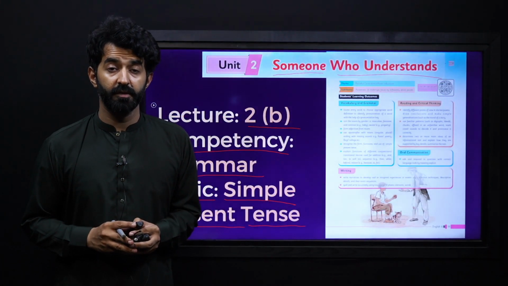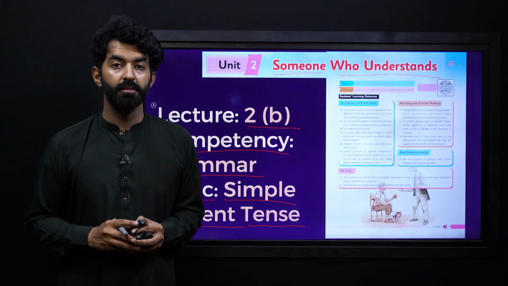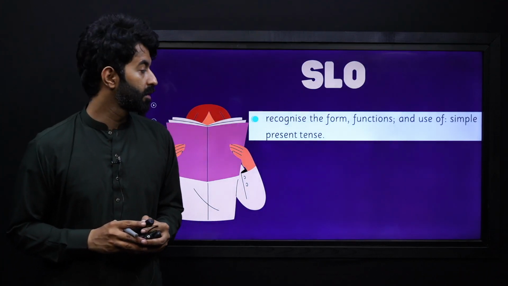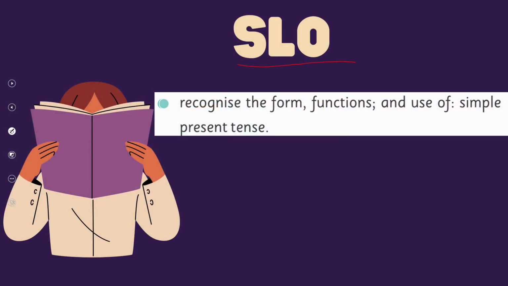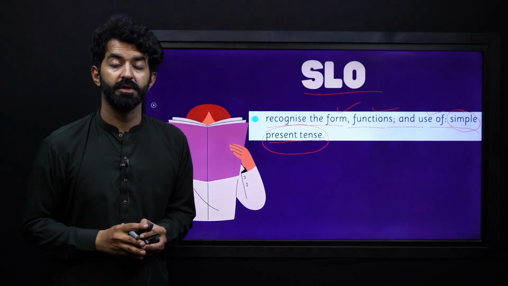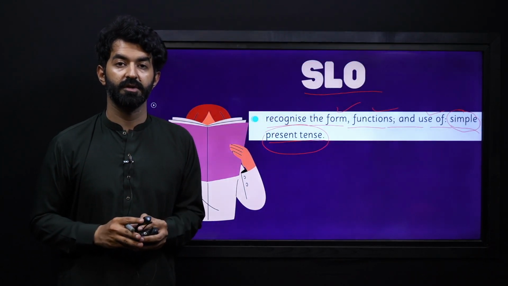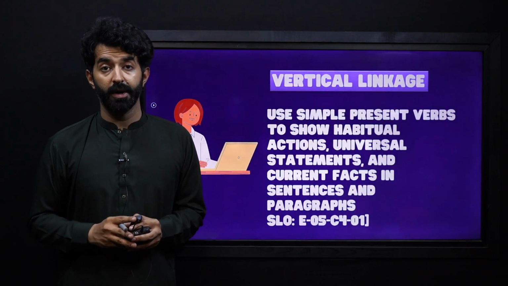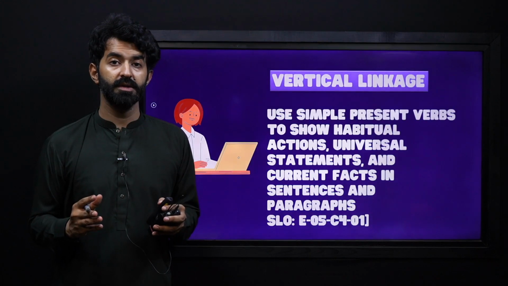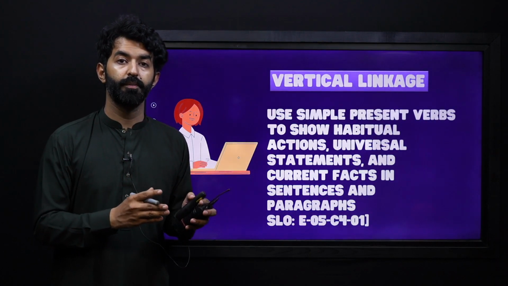So now let's get started with reading our students' learning outcome that we will cover in this video lesson. The SLO is recognize the form, functions and use of simple present tense. So we will be seeing the forms, functions and the use of the tense simple present. This is our breakdown of the students' learning outcome. It's very easy. Let's get started with it. Here is a vertical linkage with this SLO with the previous grade.